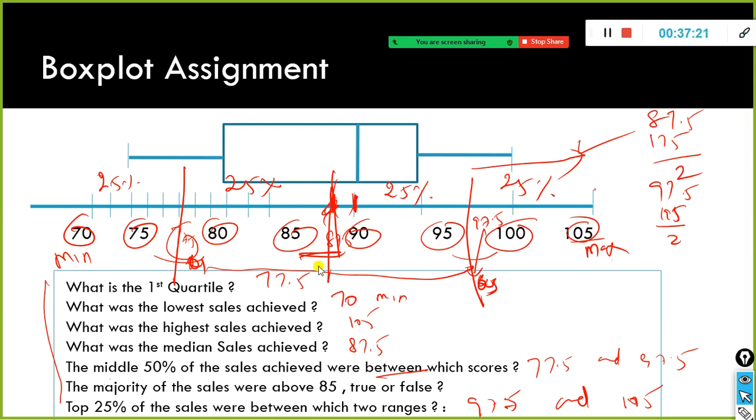50% of the sales values are 87.5 or less than 87.5. Or, say your score is 87.5, and you are falling in the 50th percentile. That means 50% of students in your class have marks of 87.5 or less. Now you are able to tell the range, right? You can tell in which location which values are falling.